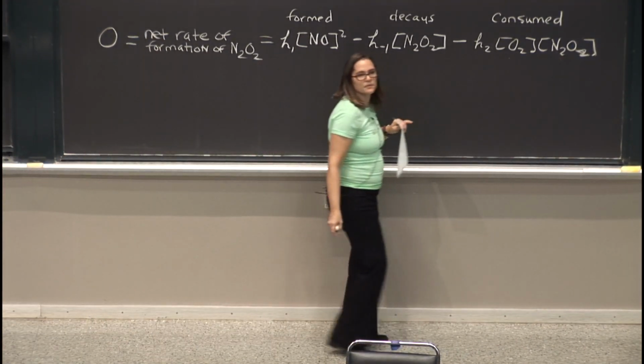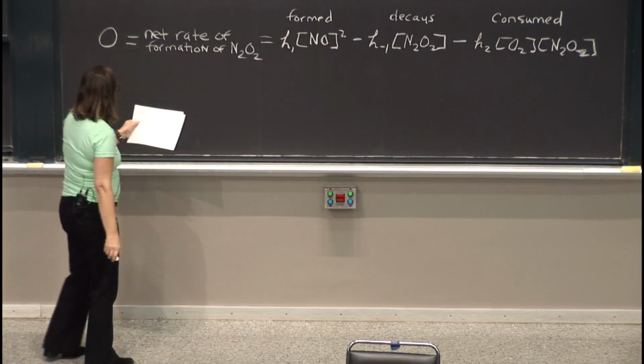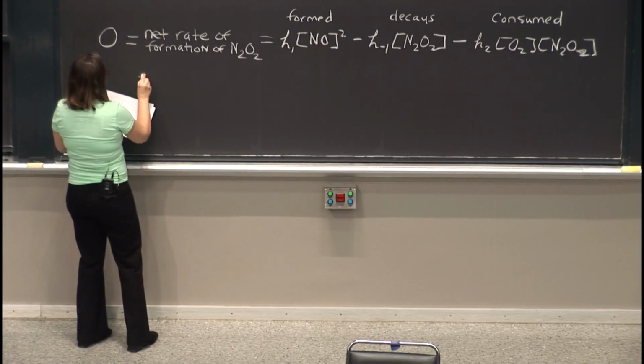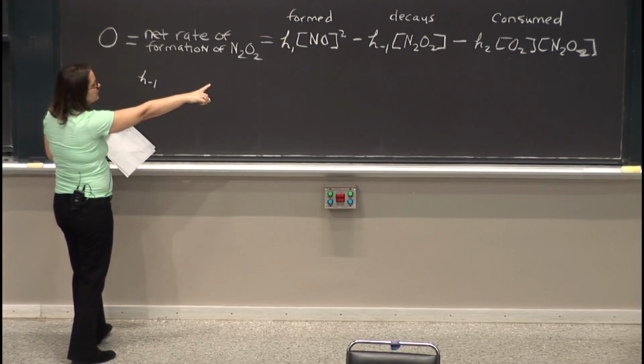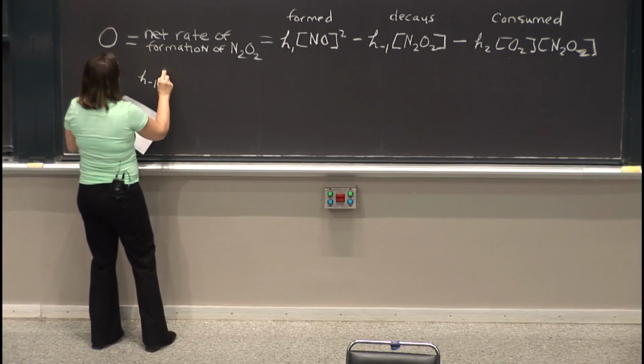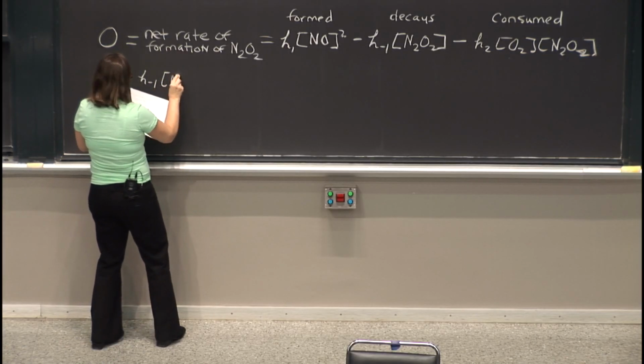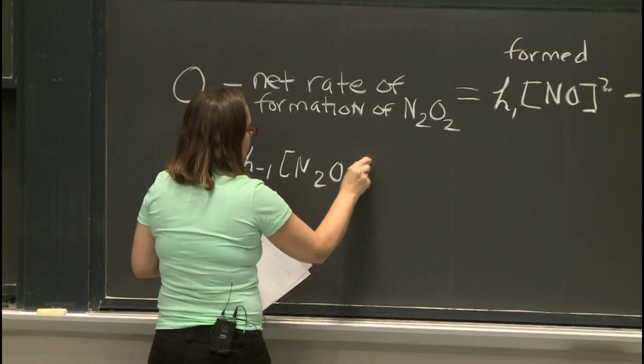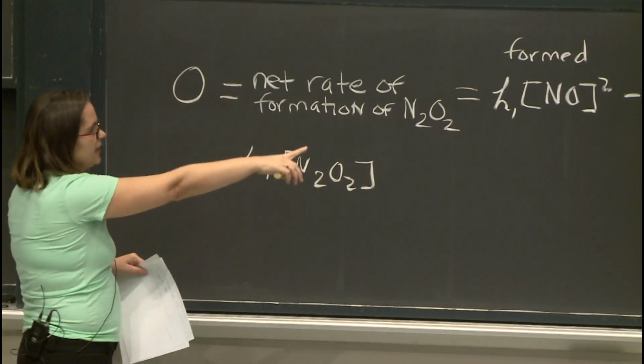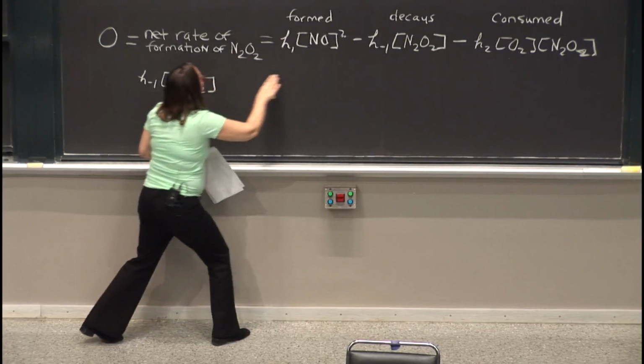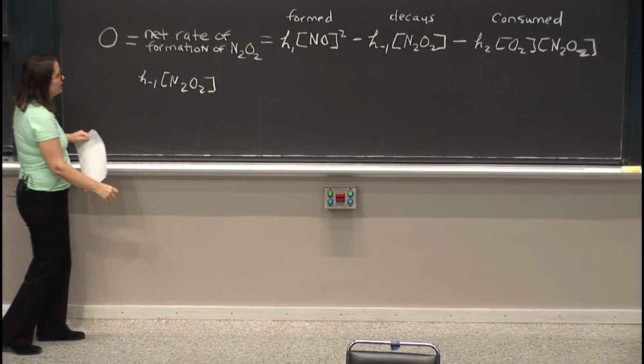All right, so I can rearrange this equation now, and I'm going to bring the terms that have the intermediate to one side. So I'm going to put them over here. So we have the term at which it decays, k minus 1 times our concentration of our intermediate. And it had a negative, but I brought it over here to this side with a 0, so now it's positive.